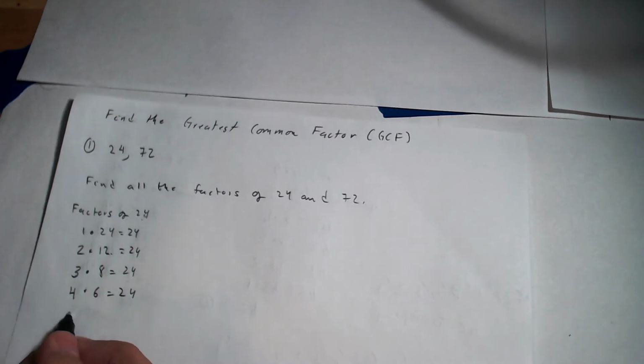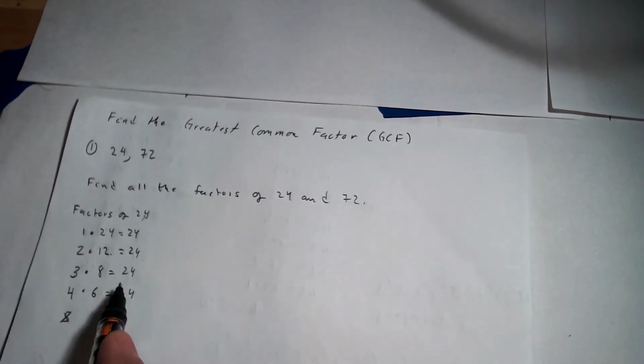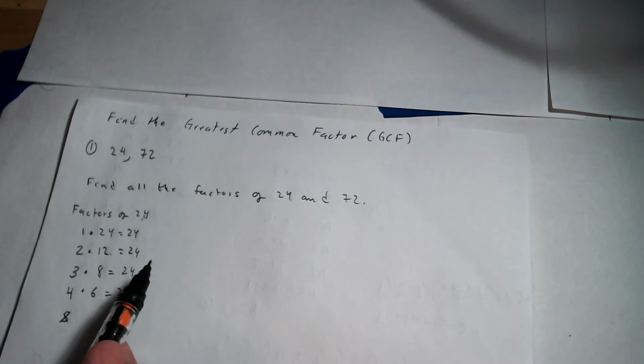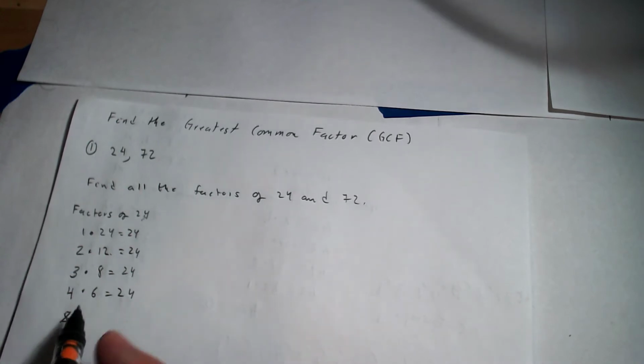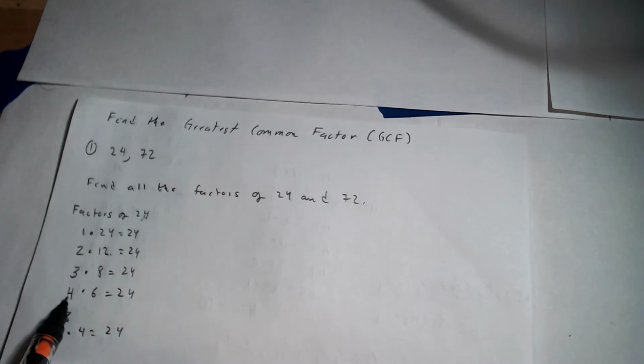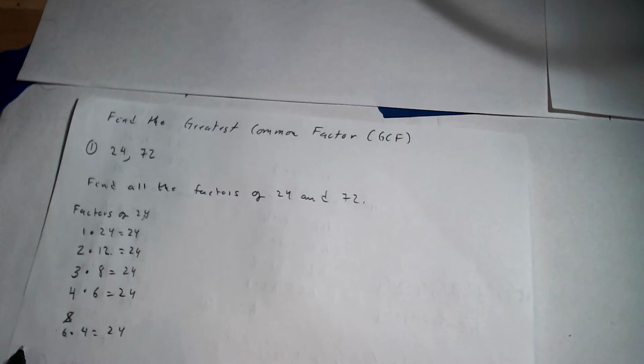If you continue, remember 5 doesn't work, because if you divide 24 by 5, you get 4.8. We're only interested in whole numbers. We don't want any 4.2s, 5.2s, anything like that. The next one will be 6. 6 times 4 will give me 24, but I already have the 4 and the 6 here. So it's pointless to continue, because I'm just going to repeat the 8 and the 3, the 12 and the 2.